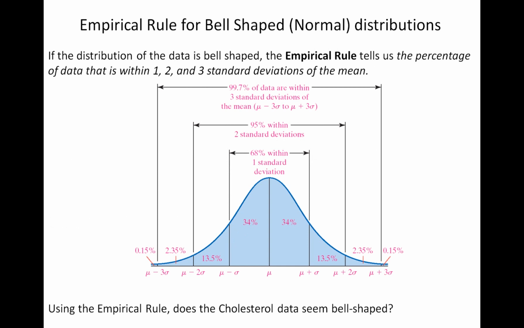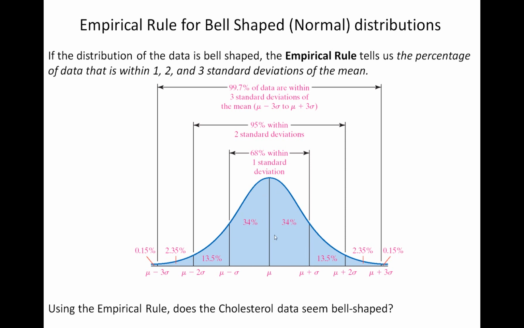The empirical rule is something that applies to bell-shaped data. If we have a data set that adheres to what's called the empirical rule, then we would have a pretty good idea that the data set is well approximated with a bell-shaped or normal curve. The empirical rule gives us the percentage of data within 1, 2, and 3 standard deviations of the mean. According to the empirical rule, within 1 standard deviation of the mean, we should find about 68% of the data.